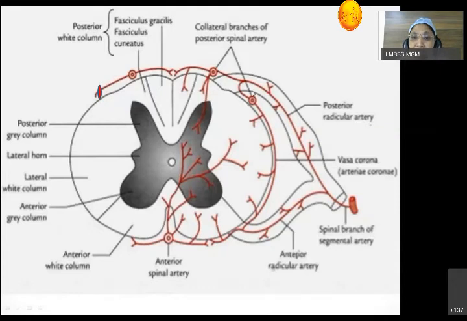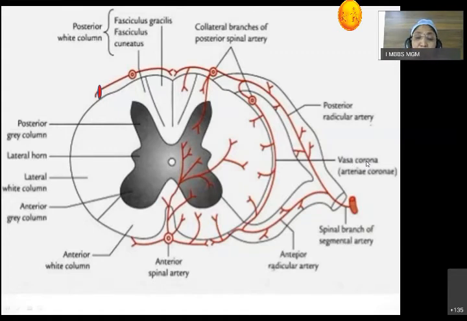These arteries are forming a plexus called the pial plexus. They are communicating with each other through the arteries known as vasocorona. So this is about the blood supply.